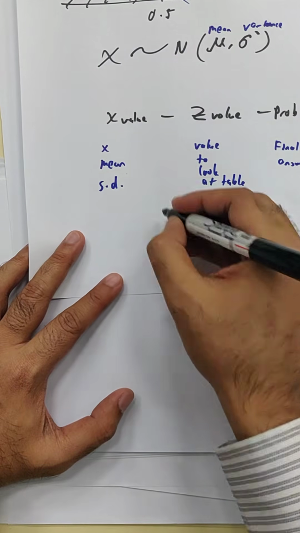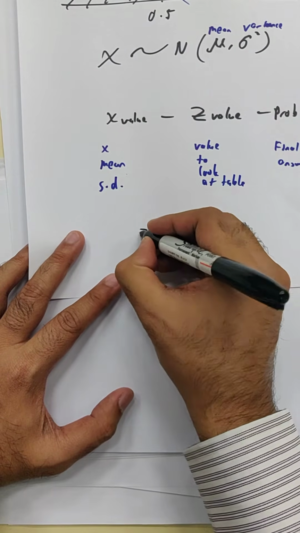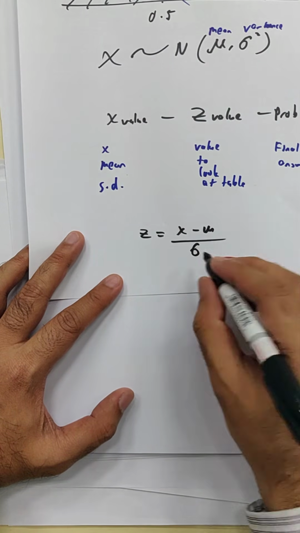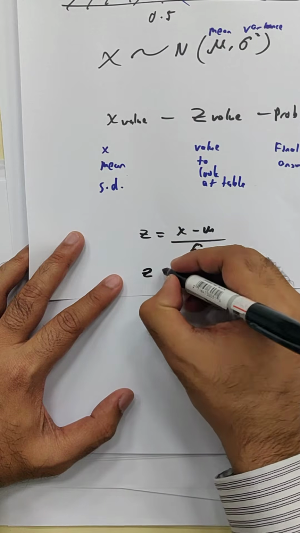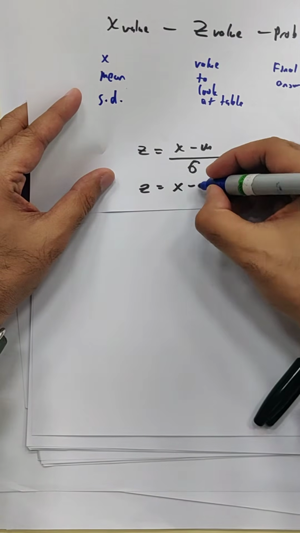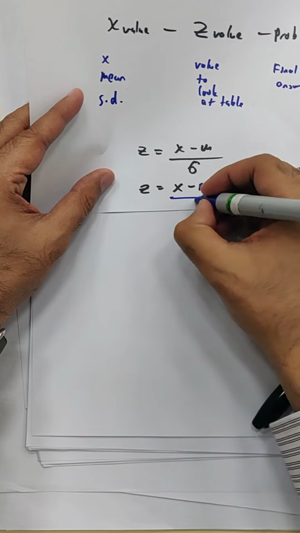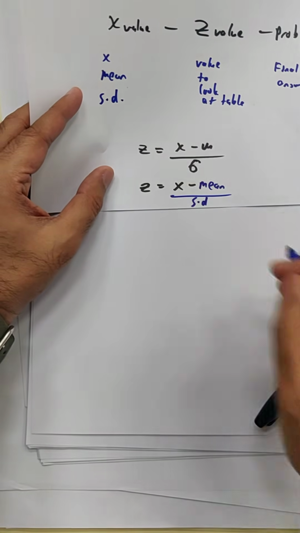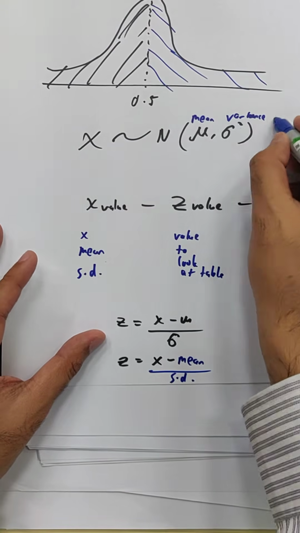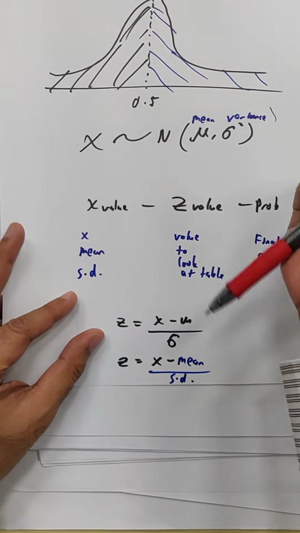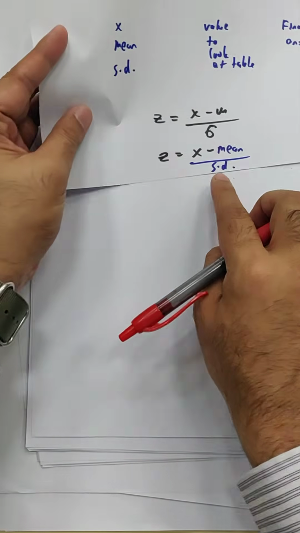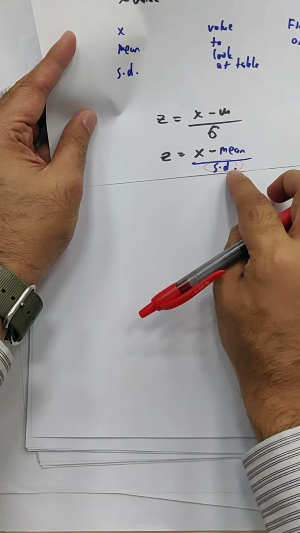Normally you get your z, which equals x minus mu over standard deviation. Or you might just want to say x minus mean over standard deviation. Alright, I want you to be very, very careful, because this one here, squared, is variance. But the one down here is standard deviation.